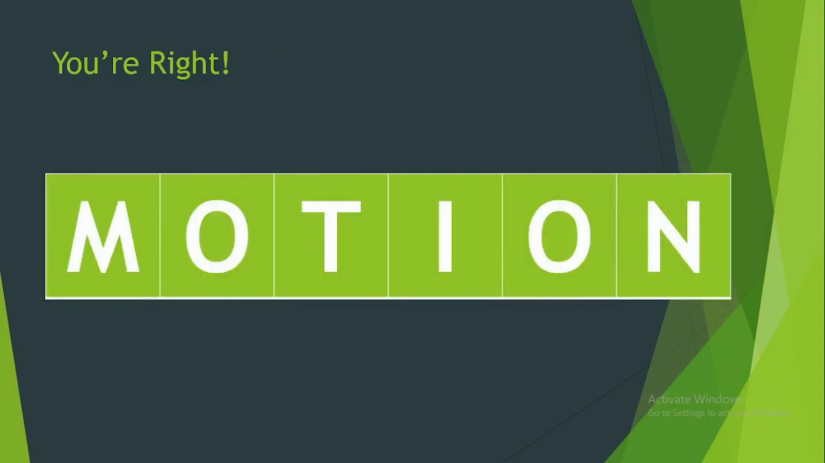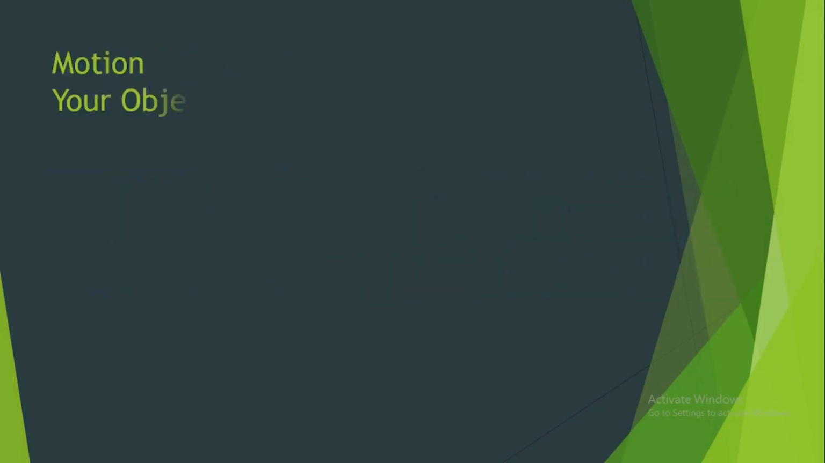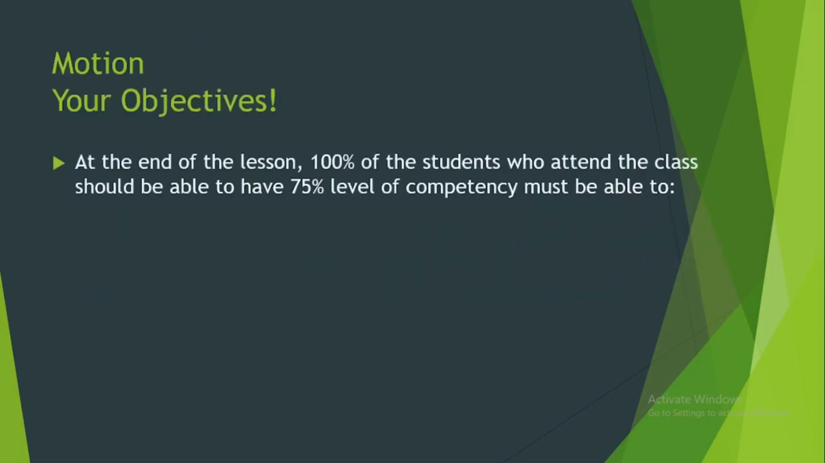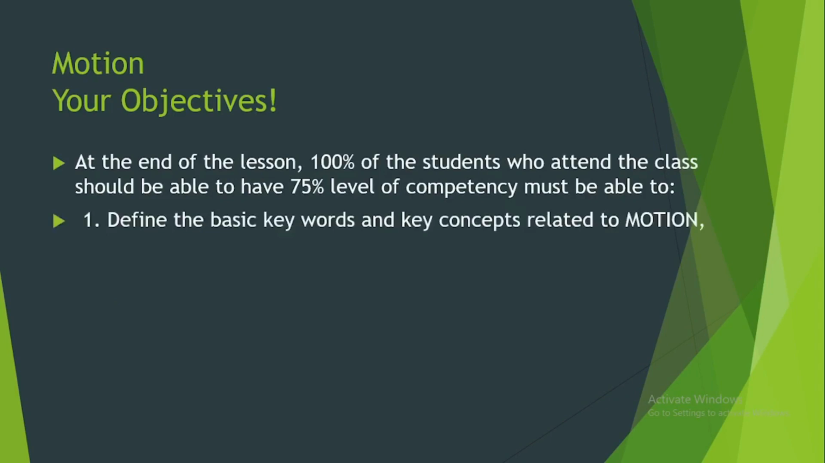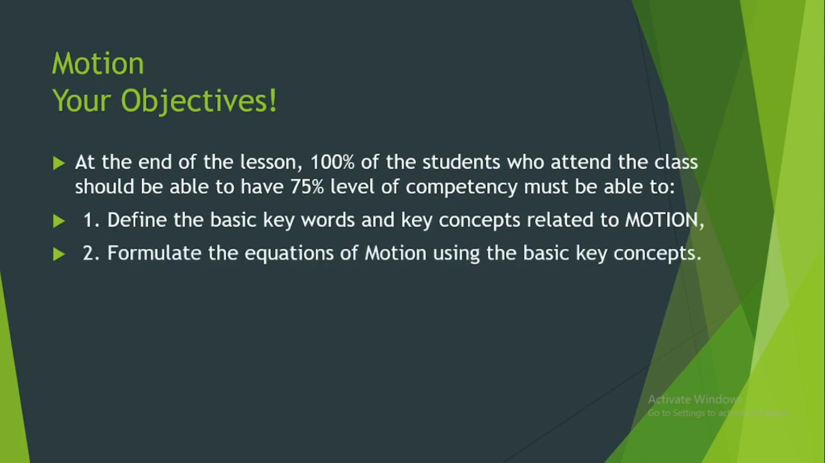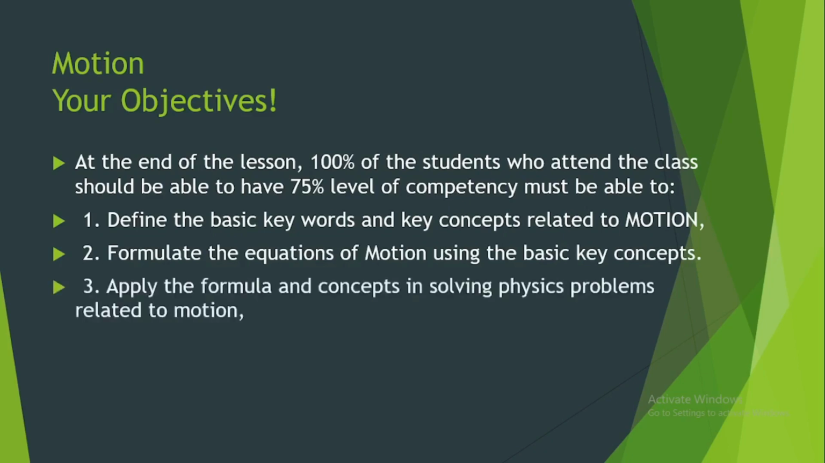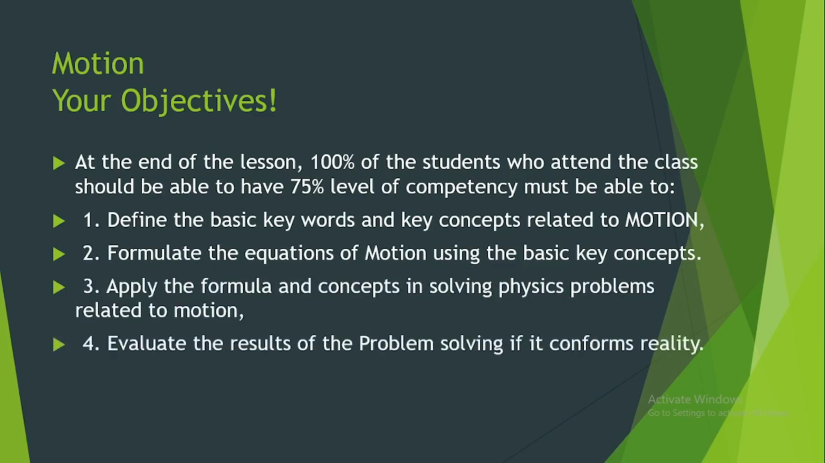Motion. In this lesson, you should be able to have 75% level of competency in the following desirable learning objectives. 1. Define the basic keywords and key concepts related to motion. 2. Formulate the equations of motion using the basic key concepts. 3. Apply the formula and concepts in solving physics problems related to motion. 4. Evaluate the results of the problem solving if it conforms reality.